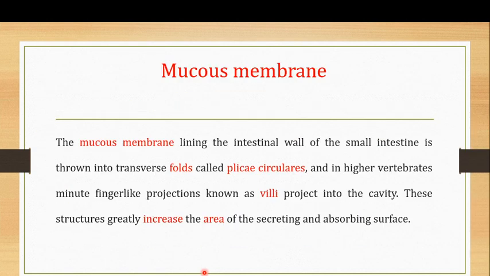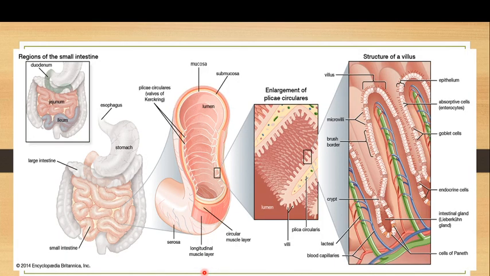Then I told you that the mucous membrane lining of the intestinal wall of the small intestine is thrown into folds, and these folds are known as the plicae circulares, as you can see over here. These plicae circulares are further projected into smaller structures known as the villi. So the plicae circulares are the projections of the mucosa, and the villi are the projections of the plicae circulares.